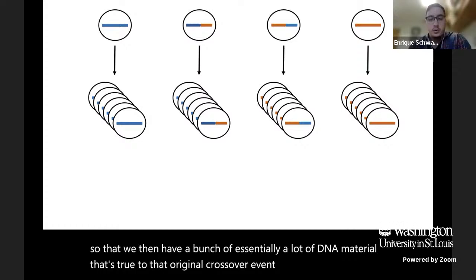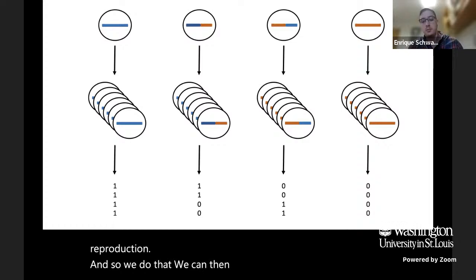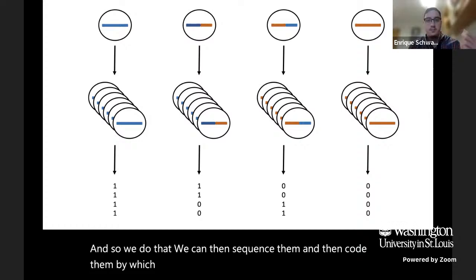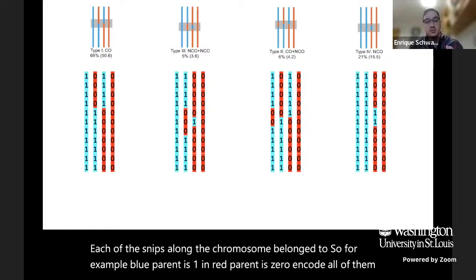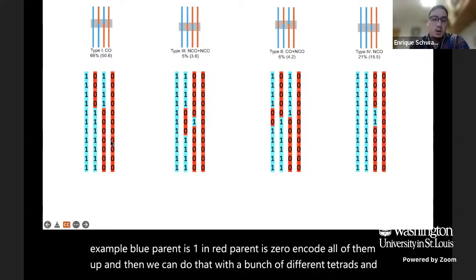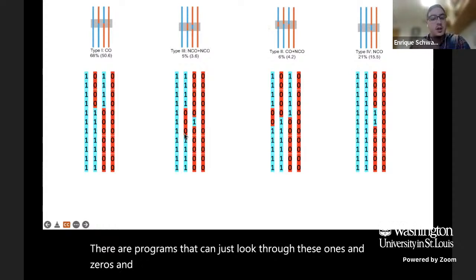And so, yeah, we do that. We can then sequence them and code them by which parent each of the SNPs along the chromosome belongs to. So, for example, blue parent is 1 and red parent is 0. We can code all of them up, and then we can do that with a bunch of different tetrads. And essentially, there are programs that can look through these ones and zeros and tell us whether it was a type 1, a type 2, a type 3, whatever.